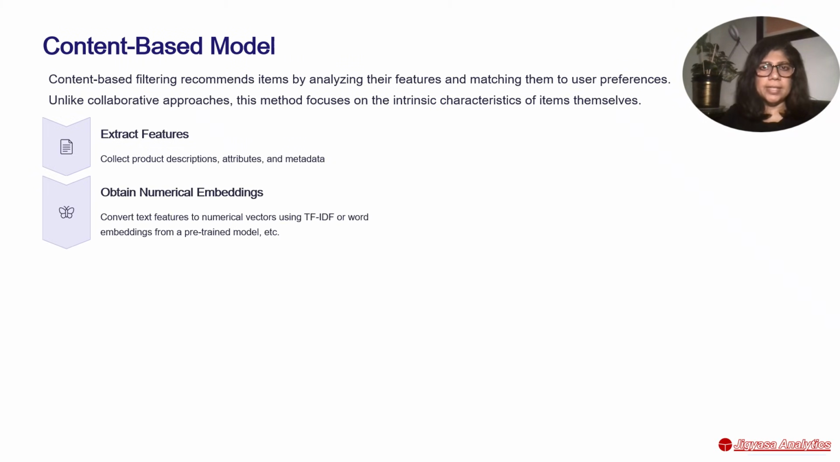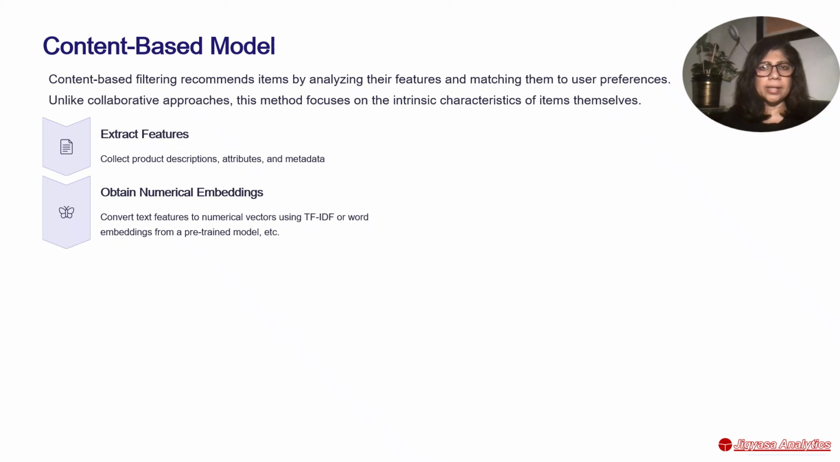Next, we convert these textual features to numerical embeddings. This can be done in many ways. One approach is to use a pre-trained language model, such as the BERT model, and extract its embeddings. One can also use the term frequency inverse document frequency measure. This measure, called TF-IDF in short, is a statistical metric that evaluates how important a word is to a specific document within a collection of documents by increasing the weight for words that appear frequently in that document but rarely across the entire collection.